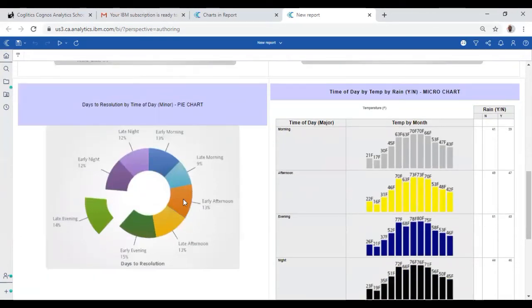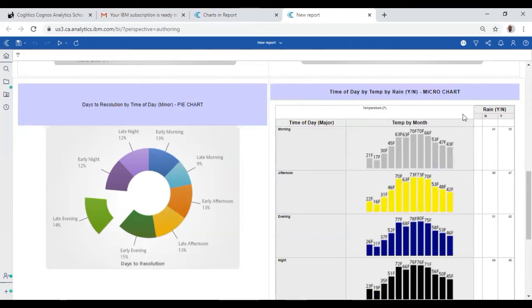Then we have this pie chart that is showing days to resolution by time of the day minor as well. But one important feature that we have here is this explosion. You can see that this part looks as if it cuts away from the pie chart. We call it explosion in IBM Cognos, and this is very, very important for you to see a particular metric and see what is happening at late evening. So I exploded it for you to come out this way. I could have exploded any other part of the chart as well. So this is a very, very important feature of the donut chart as well.